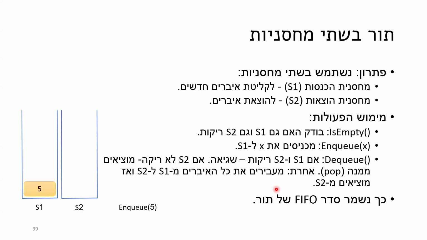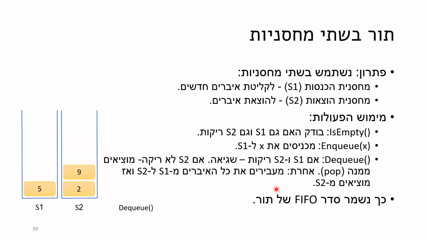So let's say an example here. We want to NQ 5, NQ 9, NQ 2. Now let's say we want a DQ. So remember, we check if S2 is empty. If it has elements, we're just going to pop from it. But in this case, it's empty. So if we want a DQ, we have to move all the elements from S1 to S2, and then pop the element at the head of the stack S2. Therefore, we pop 5 and return it.